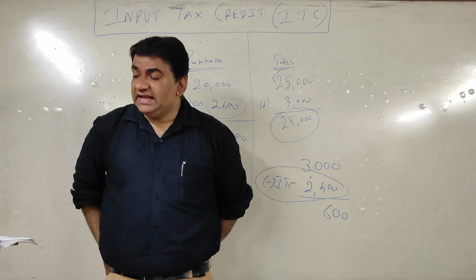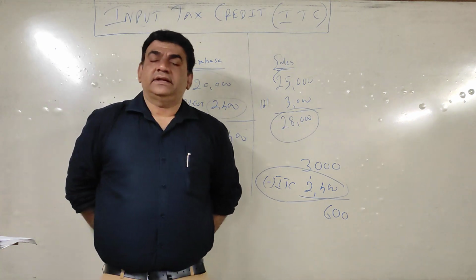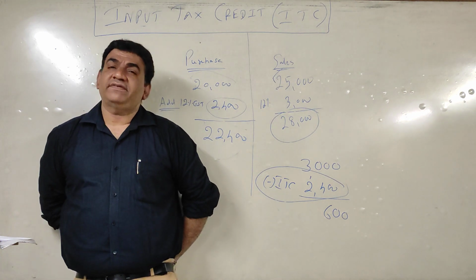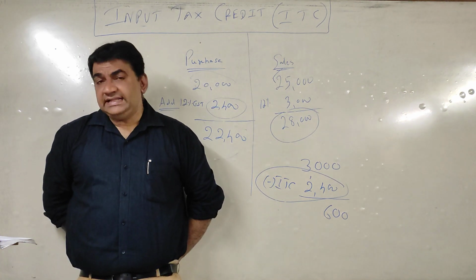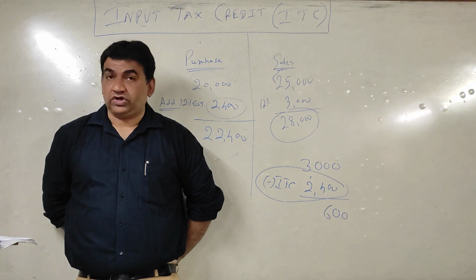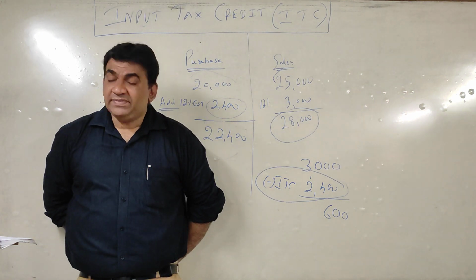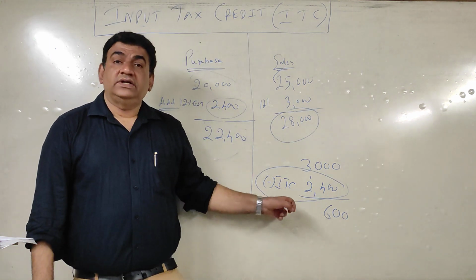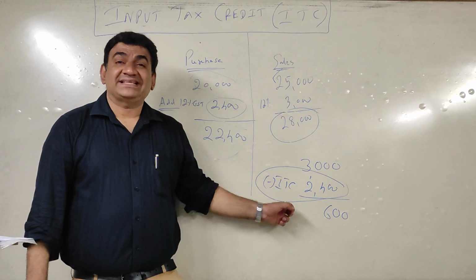Next, electronic credit ledger. Now in the next semester, again you will have 25% of GST. In that there is detail of electronic cash ledger, credit ledger, short notes. I'll just show you the basic meaning. What I discussed here, 2,400, is your input tax credit.